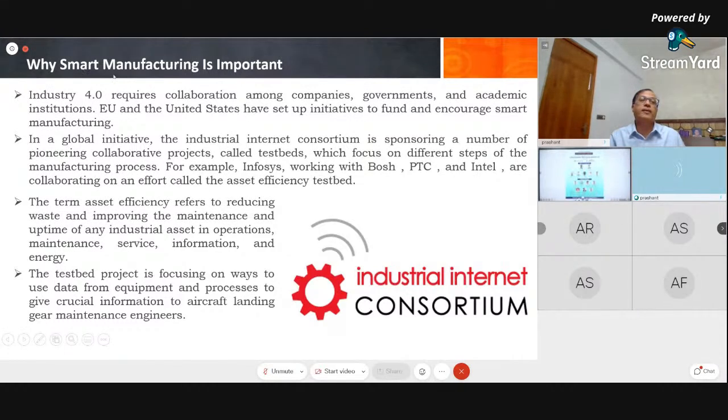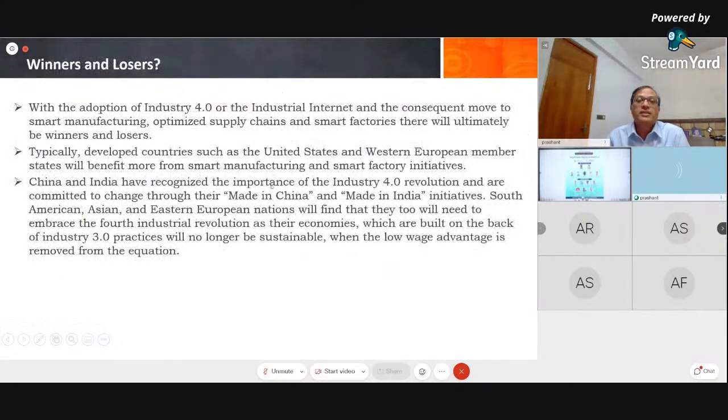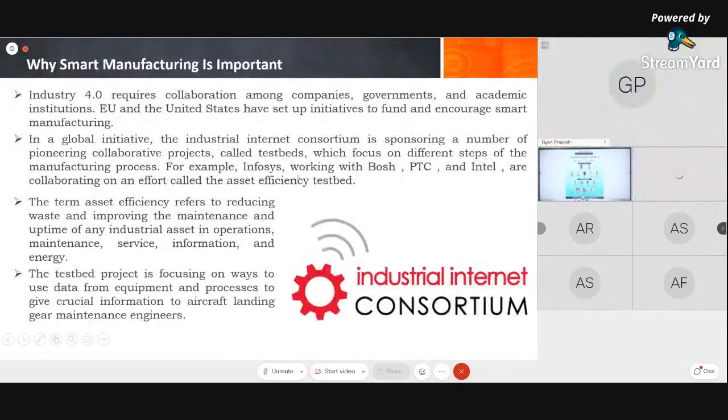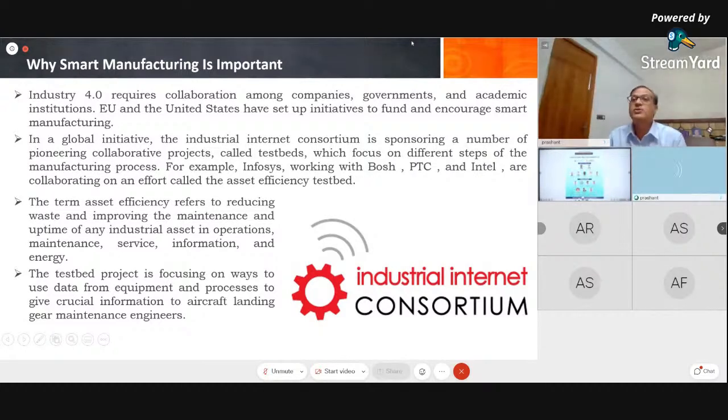Now, let's talk about why this smart manufacturing we've been talking about is so important. Now, oops, yes. You don't see, but I can see many windows, so I need to sometimes take them up and down.